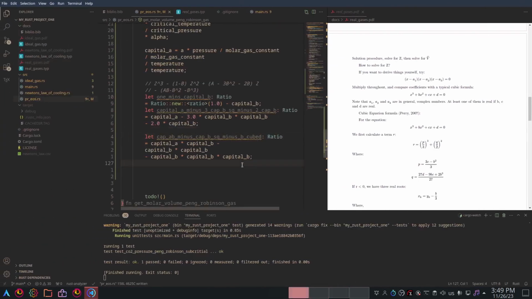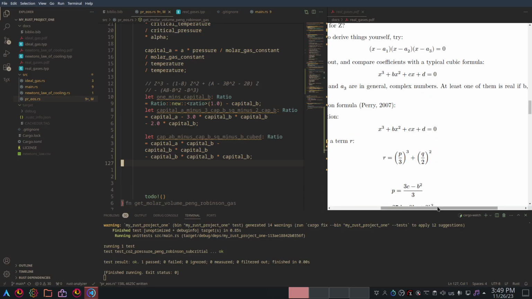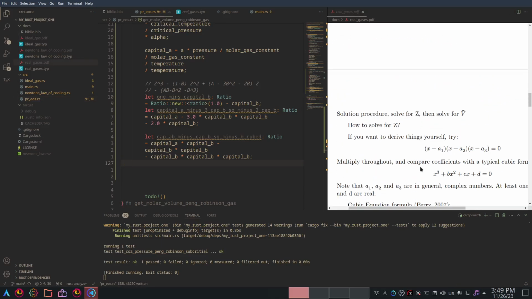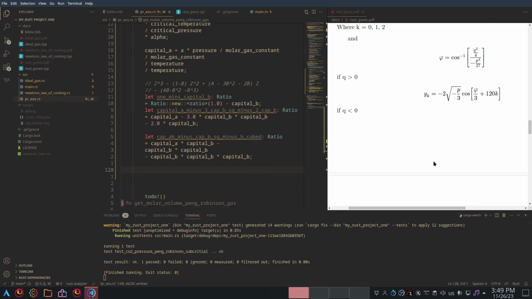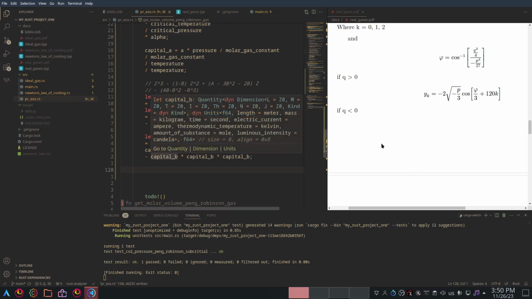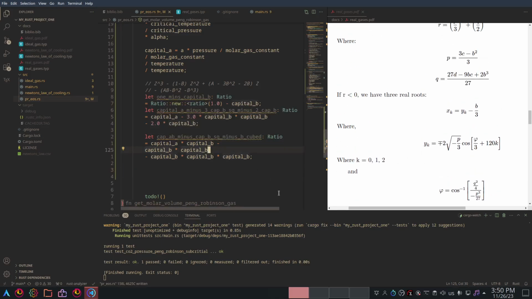If you're not interested in the manual implementation, just skip the video. But this is what I'm going to do, just so that you can go through it. So what do we have with a cubic equation formula? Well, let's see.